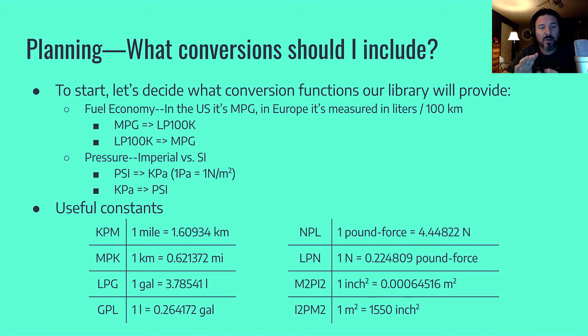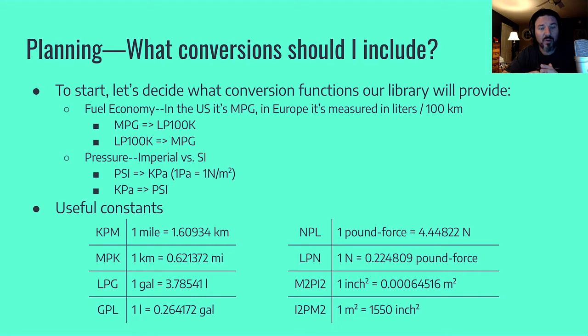And then I'm going to do some pressure conversions, converting imperial units to international units and vice versa, right? So PSI to kPa. PSI is pounds per square inch, more accurately, pound-force per square inch, and kilopascals, where 1 Pascal is equal to 1 Newton per meter squared, right? And a Newton is a unit of force.